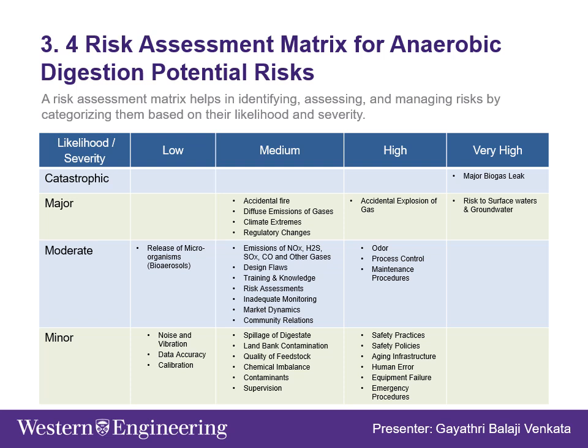The major category includes risk like accidental fires and diffuse gas emissions with a likelihood ranging from medium to high. These have significant impacts but occur less frequently. Moderate risk like harmful gas emission and design flaws are more likely but less severe. Finally, minor risks like noise and vibration have the lowest impact and likelihood but still need monitoring to avoid escalation. The matrix helps prioritize which risks require the most urgent mitigation efforts.